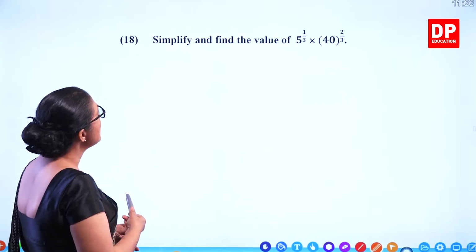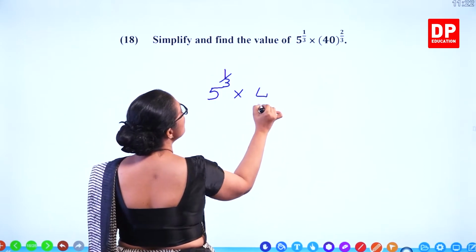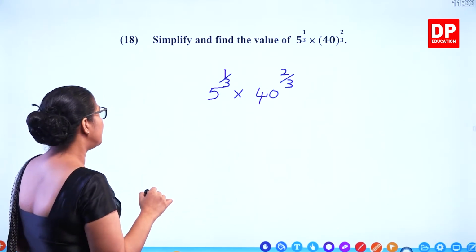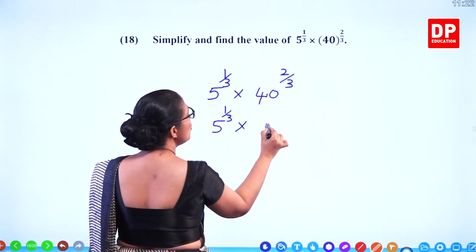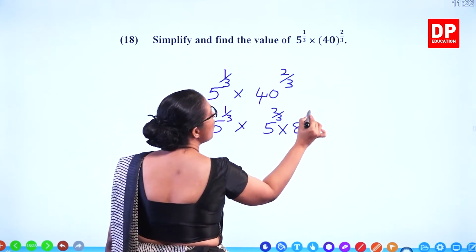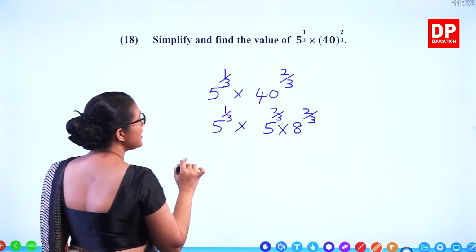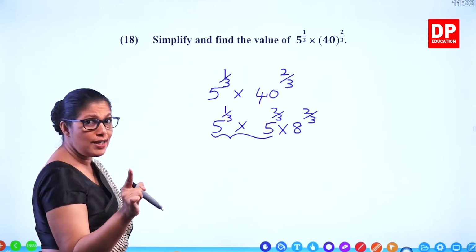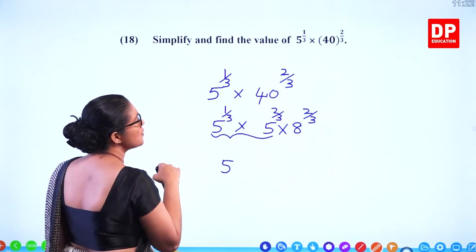Question number 18. Simplify and find the value of 5 to the power 1/3 into 40 to the power 2/3. How do you do that? I can split 40 as 5 into 8. So 2/3 power for both these numbers when you split 40. Now I can take these two separately. Same base, different powers, multiplication. You can add the powers. 5 to the power 1/3 and 2/3, that's 3 over 3, that's 1.